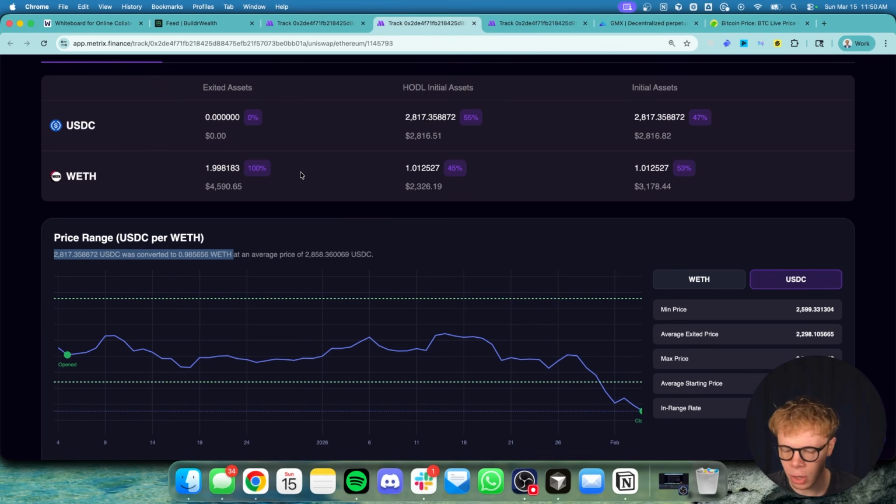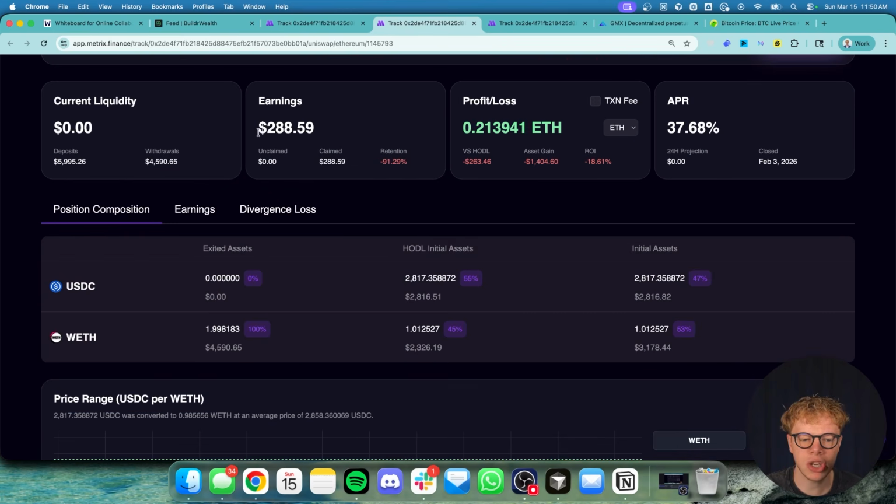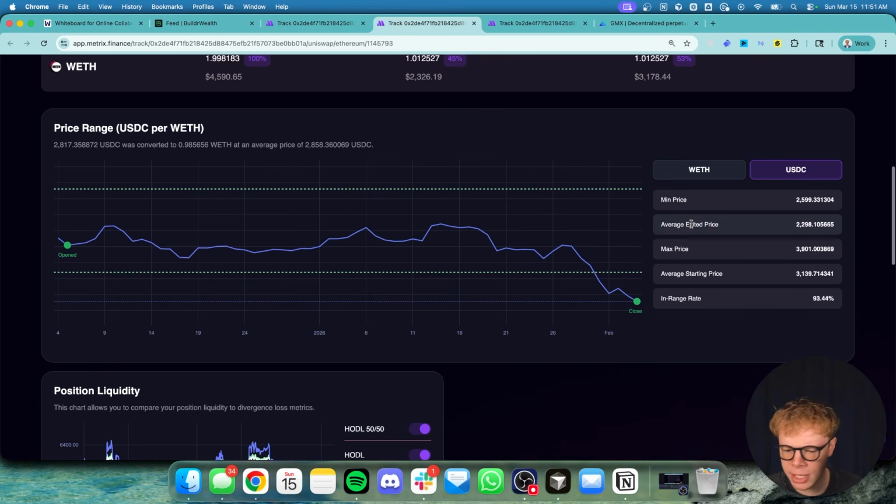So we've acquired more Ethereum, we've acquired more assets, but in addition to that, we've also generated yield, which is $290, which is what helps us profit in Ethereum over here. Since this position went out of range, we're no longer generating yield.